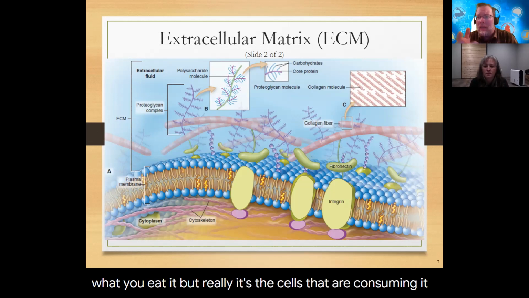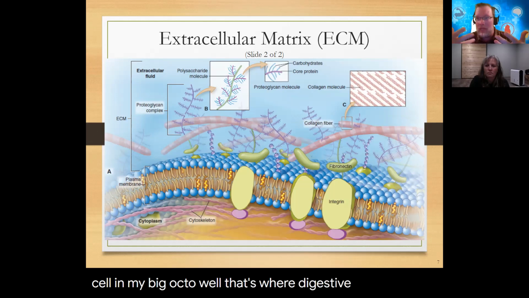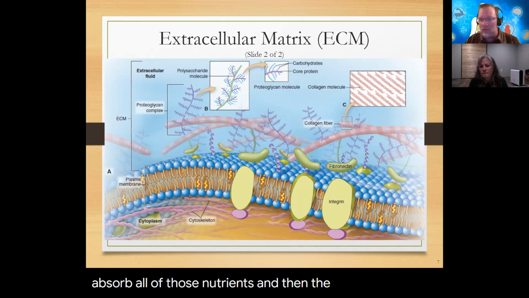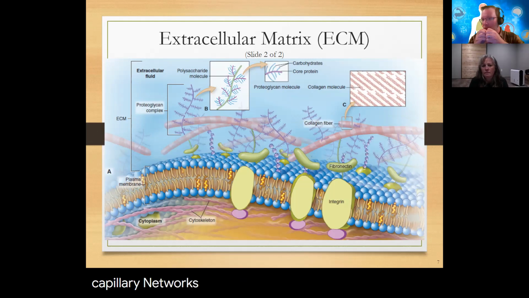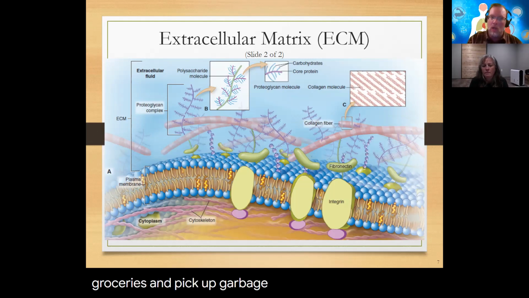So how do I get this apple or this chunk of steak to a cell in my big toe? Well, that's where digestive enzymes come in, and then certainly the bloodstream is going to pull out and absorb all of those nutrients. And then the bloodstream is going to deliver them everywhere in the body. And at the capillary networks, that's where we're able to drop off groceries and pick up garbage.